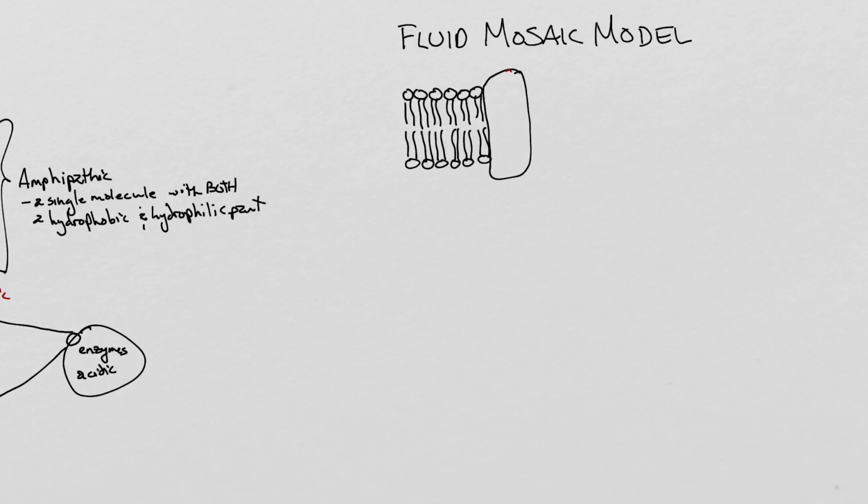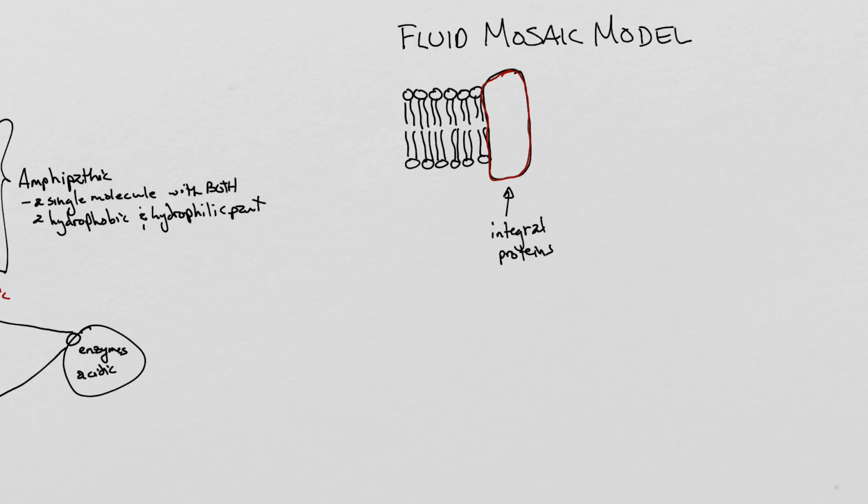I should have drawn that a different color for you. Lots of different kinds of proteins on the inside of it. All right? So, this is what we call an integral protein. Integral protein, which means that it spans the membrane. It goes from one side of the membrane to the other side of the membrane.